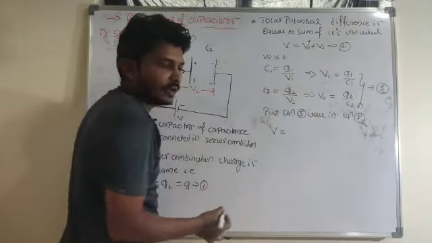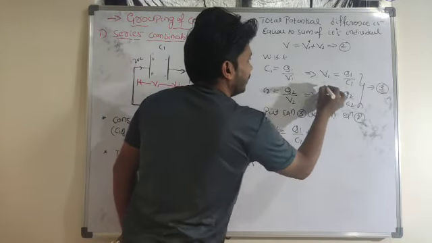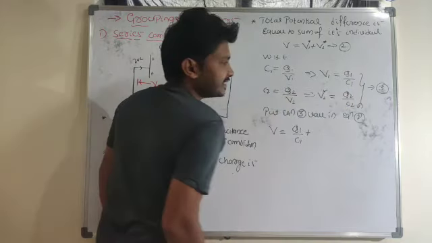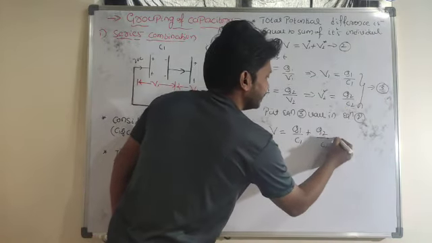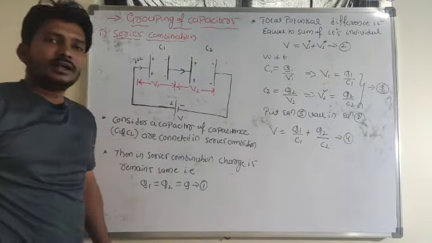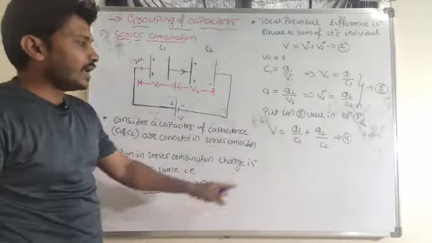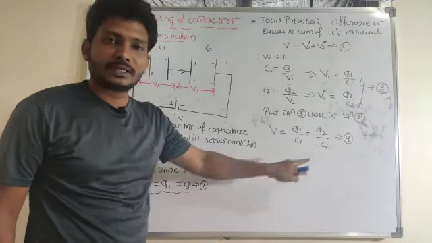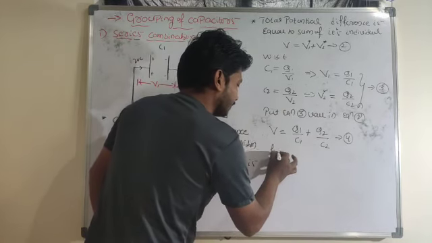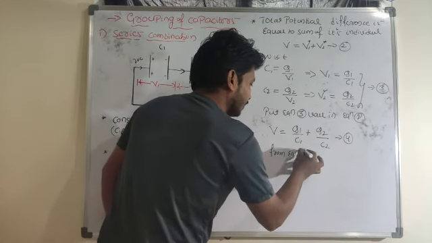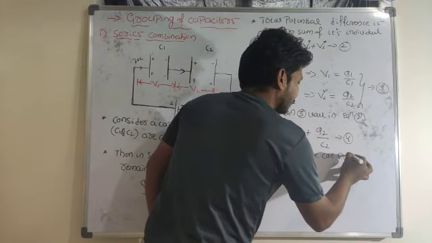So instead of V1 I will take Q1 by C1, plus instead of V2 I will take Q2 by C2. In a series combination the charge remains the same, so it is Q by C1 plus Q by C2, which we can rewrite from equation 1.